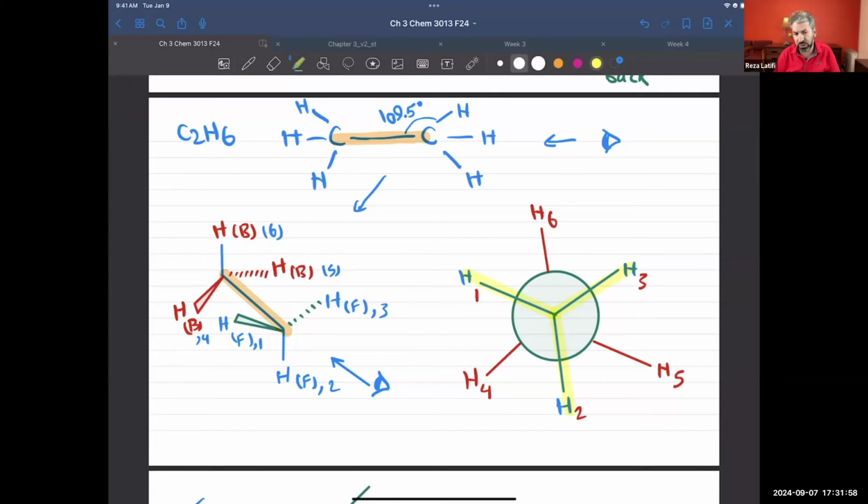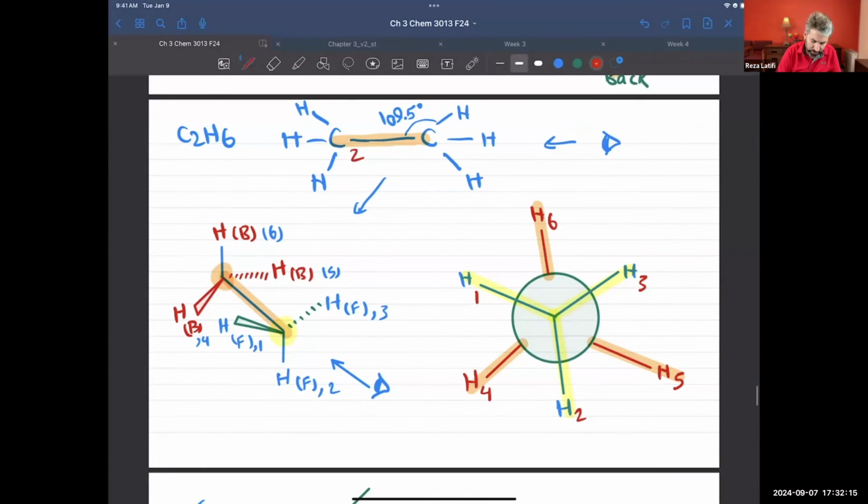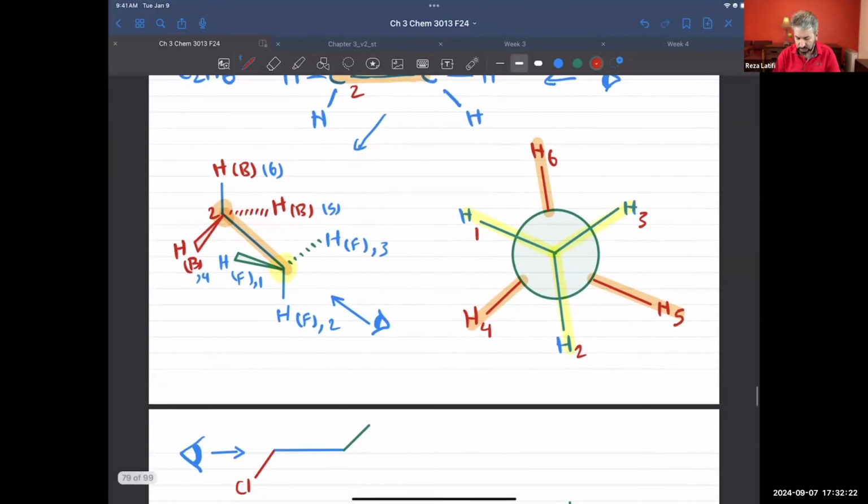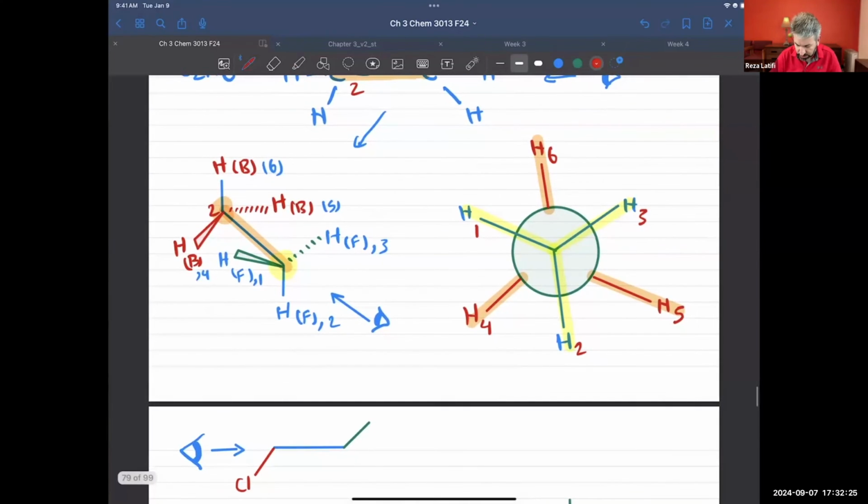The yellow are hydrogens of the front carbon, and this time I'm going to go with green. Green, they are representing hydrogens attached to the back carbon, or carbon number 2. This is a presentation, we call it Newman projection, and the structure that we got there has a name, and the name for it is staggered. This is the most stable structure for ethane.